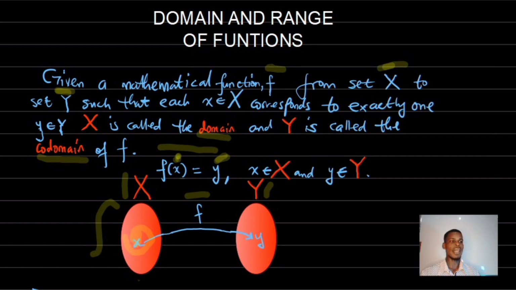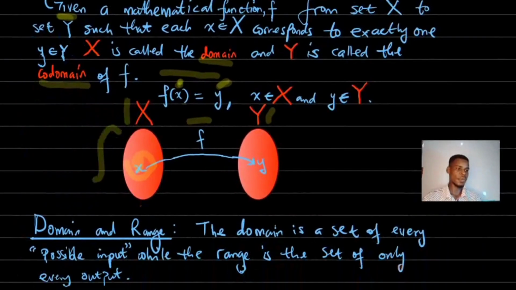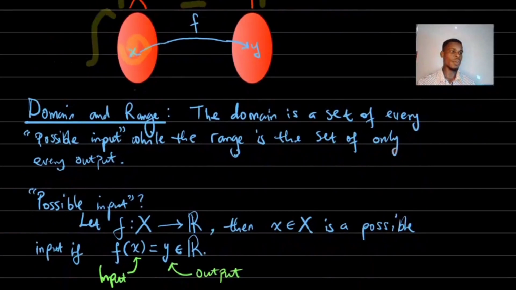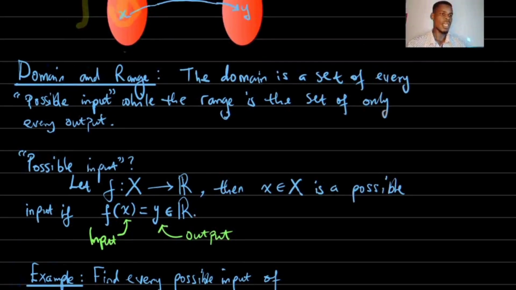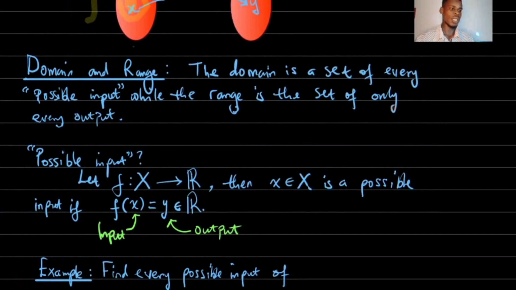So we should have an idea of what a domain is given a function: the first set. But that is not really going to be helpful when we want to learn how to find the domain of some functions. So we need some other explanation, which we're going to do as we proceed. So let's move on. Here we're going to define what a domain is in a way that will be helpful, and also what a range is.